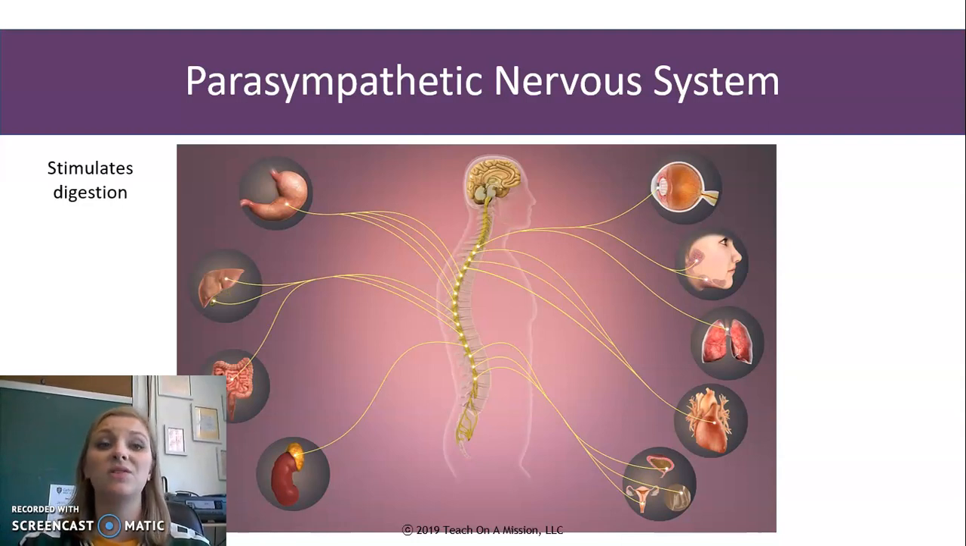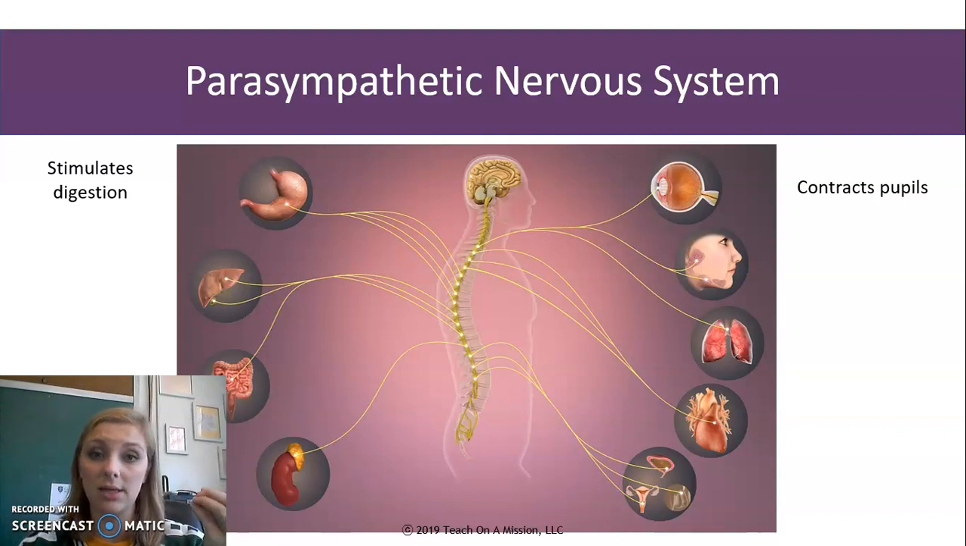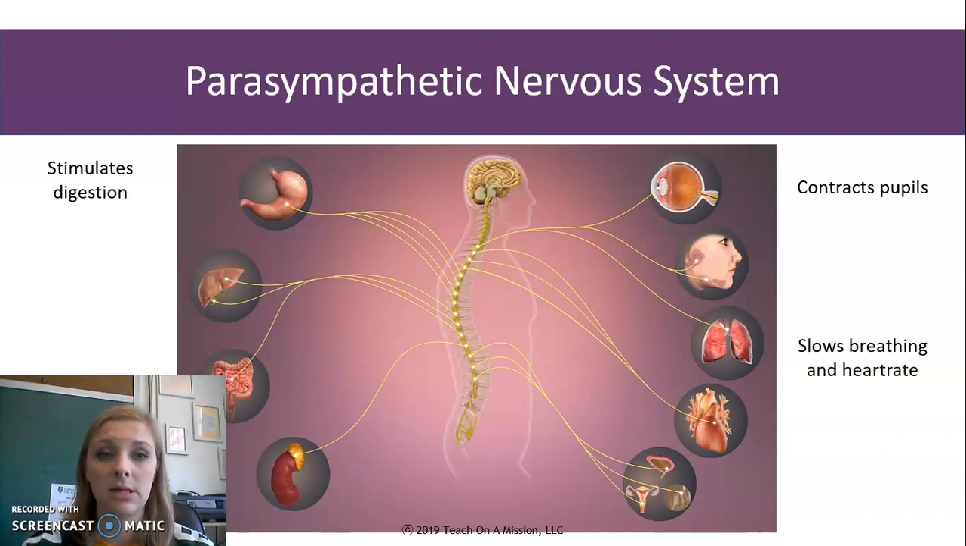So now we are stimulating digestion. That's why we tend to digest a lot of food when we are sleeping, because we're at a resting state. Our pupils contract again. They get smaller because we don't need to bring in as much light or information from our eyes. Our breathing and our heart rate are going to slow down. And so all of those things that were happening when we were gearing up to fight are now calming down.